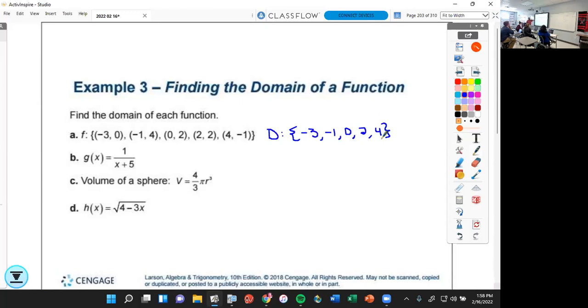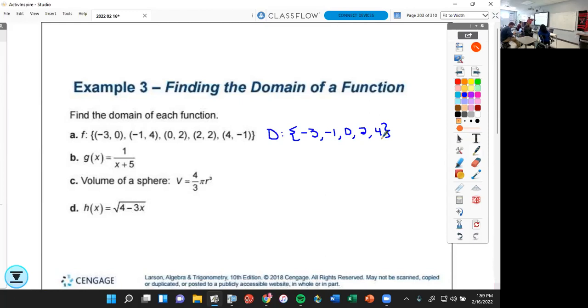Okay. B, what is the domain? Any number but 0. Any number but plus or minus 5. Anything but -5. Wait, why can't it be +5 then? Because 5 plus 5 is 10.